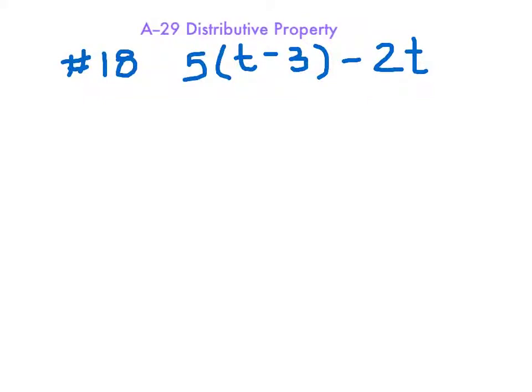So this is the last video of the week. It's A29, the distributive property, and I'm going to do number 18 here. Once again, these parentheses are here to remind me to distribute my 5 to both numbers. So let's go ahead and do that. I'm going to take 5 times that and 5 times that.